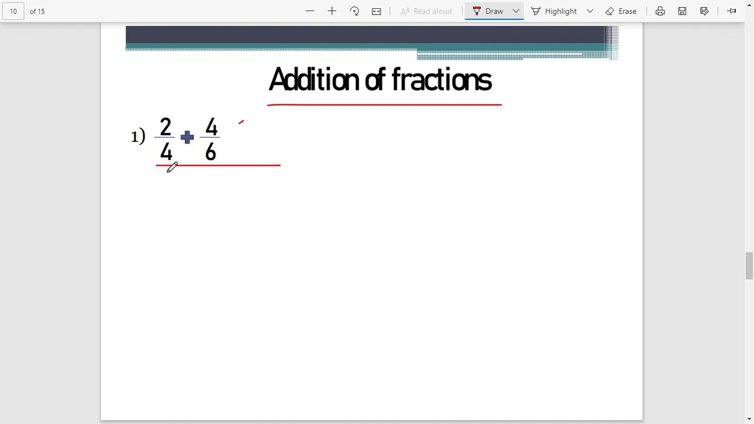To add, simply we have to find the LCM of the denominators. The denominators of these fractions are 4 and 6. We will find the LCM of 4 and 6. 2 2s are 4, 2 3s are 6, so 2 1s are 2, and 3 we will write as it is because 3 is not divisible by 2, and 3 1s are 1. So 3 2s are 6, 6 2s are 12.